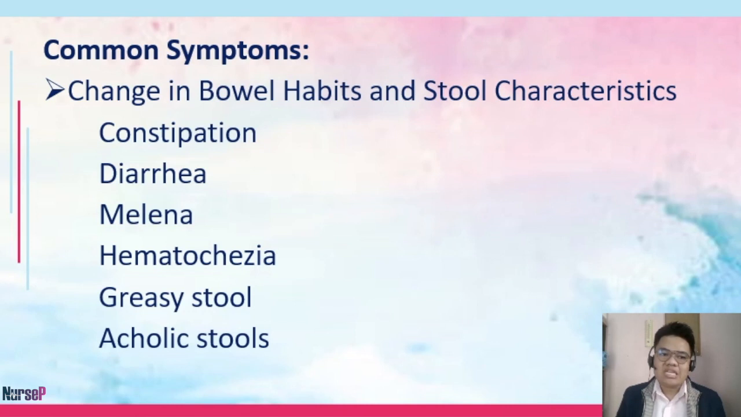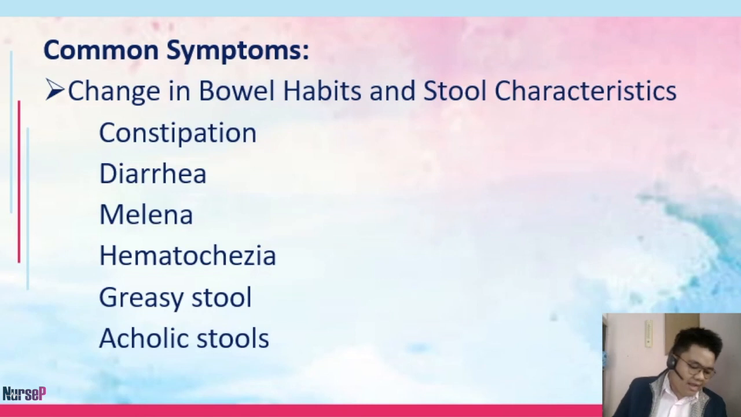Then, we also need to check for melena and hematochezia. So class, when I talk about melena, remember this refers to your black tarry stools. It is an indication of upper gastrointestinal bleeding. Usually the bleeding would come from the stomach, and once it passes through the small intestine and then the large intestine, the tendency is for it to appear black and tarry. Hematochezia.